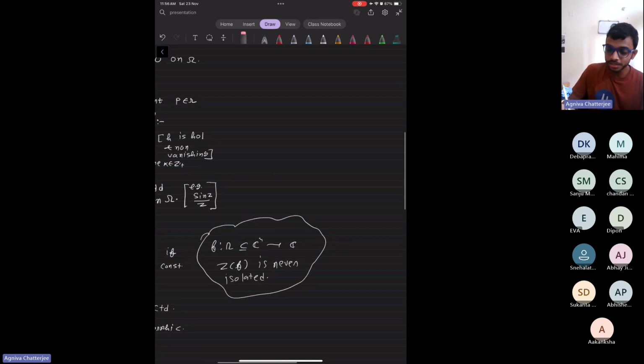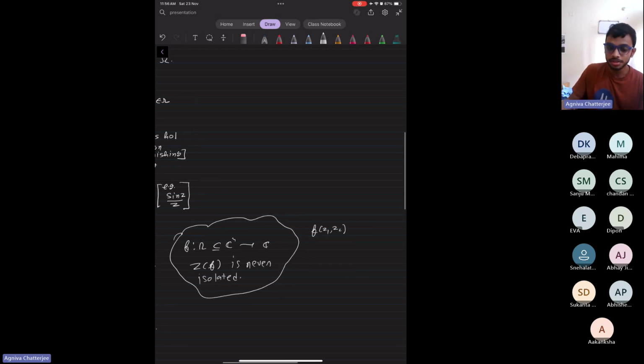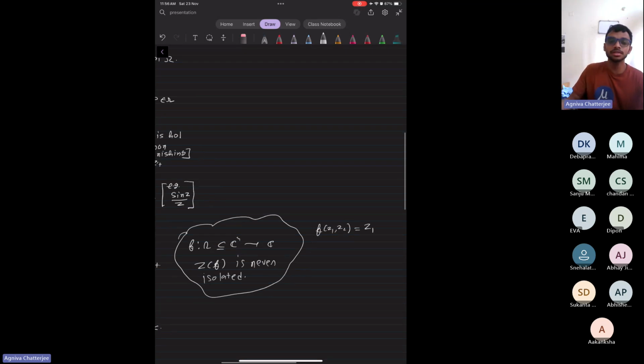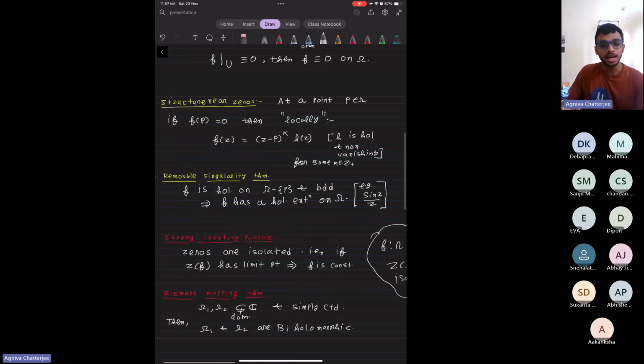Think about it. What is the easiest example of a holomorphic function in several variables? Well, you just take the projection, say f(z1, z2) equal to z1. And what is the zero set of this? The zero set is the complete line, right? And a line is not, of course, isolated. And those of you who have heard the term variety, a complex variety or any variety is never isolated, right? So the zero set is never isolated in higher dimension.